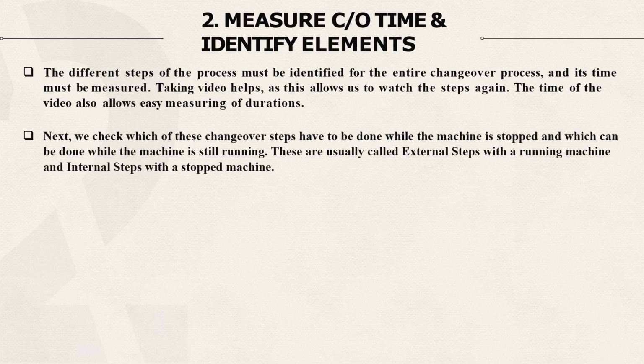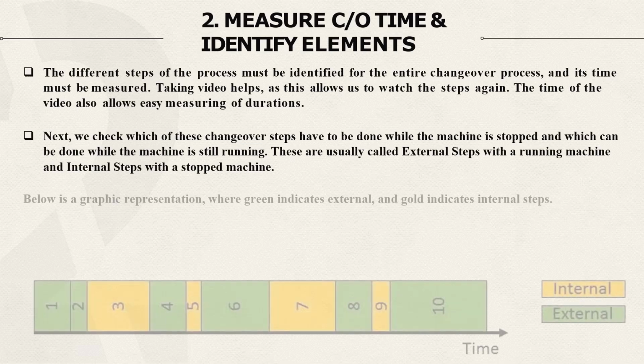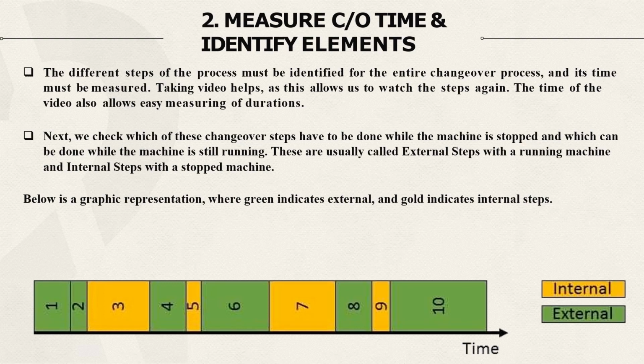Next, we check which of these changeover steps have to be done while the machine is stopped and which can be done while the machine is still running. These are usually called external steps with a running machine and internal steps with a stopped machine. Below is a graphic representation where green indicates external and gold indicates internal steps.